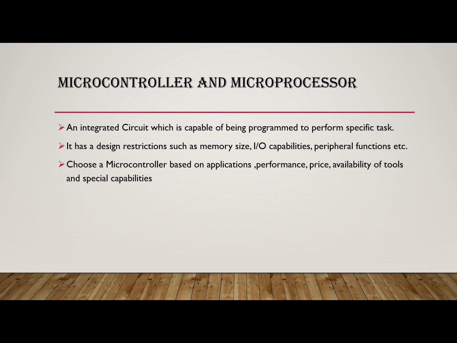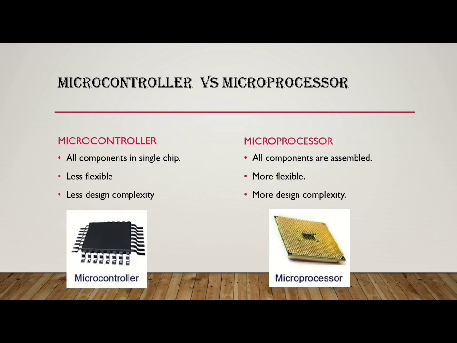Microcontrollers versus microprocessors. Microcontroller: all components are placed in a single chip. Less flexible, less design complexity. Microprocessor: all components are assembled separately. More flexible, more design complexity. Here you can see the microcontroller diagram, and the microcontroller and microprocessor circuits.